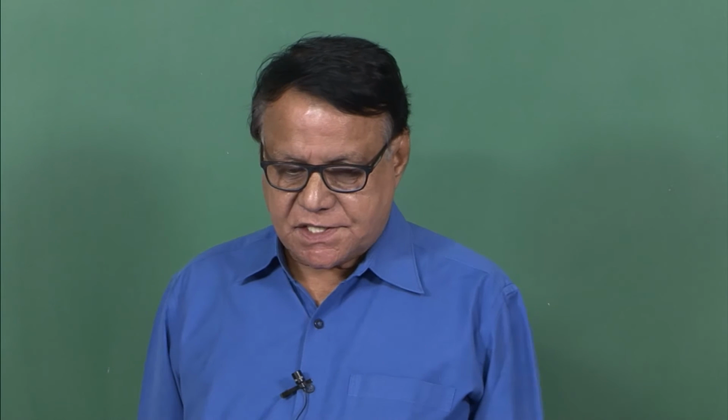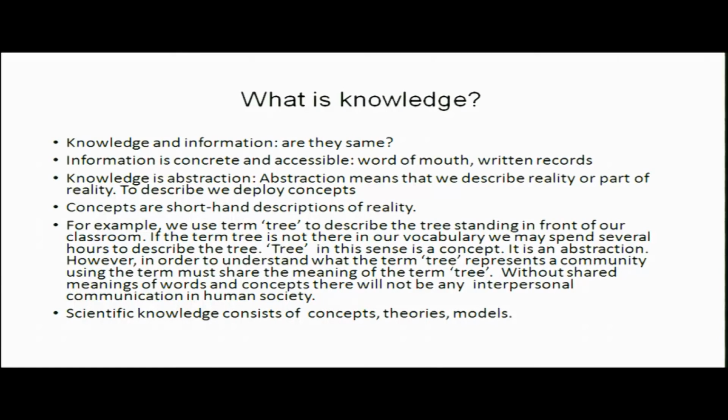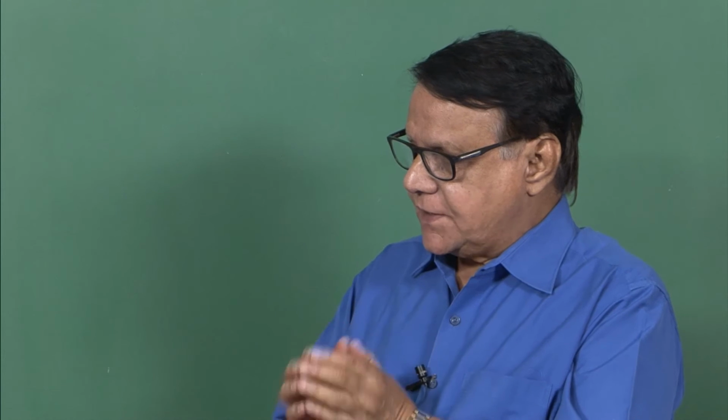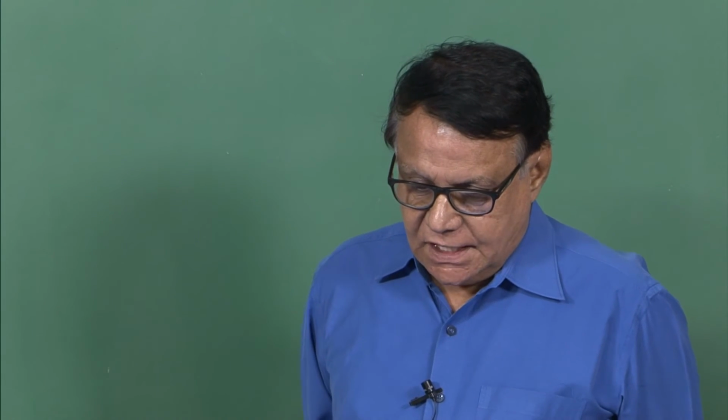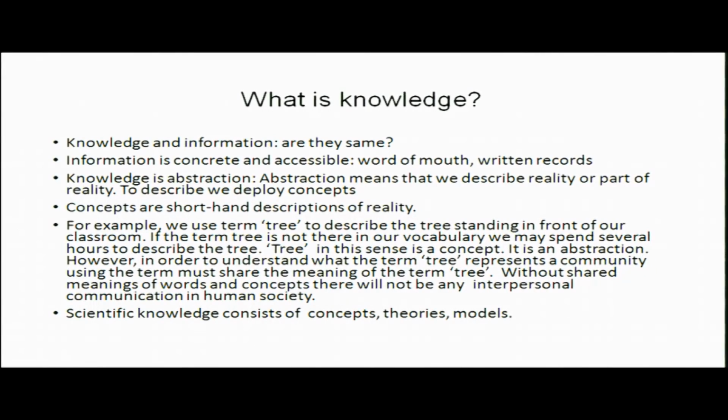Whereas knowledge is an abstraction. Abstraction means that we describe reality or part of reality. To describe, we need concepts. Concepts are shorthand descriptions of reality or part of reality. Without concepts, we cannot really describe. For example, if you use the term tree to describe the tree standing in front of our classroom, if the tree is not there in our vocabulary, we may spend several hours to describe the tree. Tree in this sense is a concept, it is an abstraction.